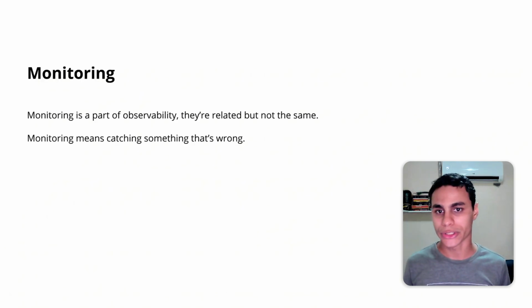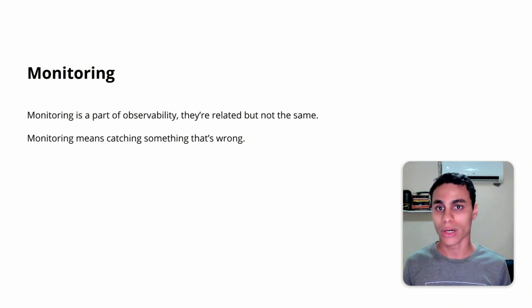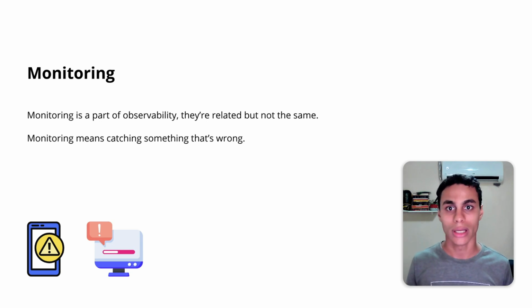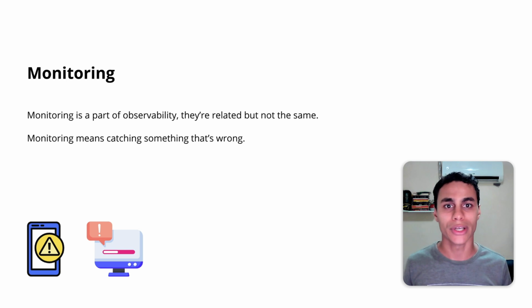The key thing to understand here is that monitoring is actually part of observability. They are related but not the same. So let me explain. When we talk about monitoring, we're talking about catching something that is wrong. For example, if you are running your system and things start beeping or you get a warning on the control panel, that's monitoring.